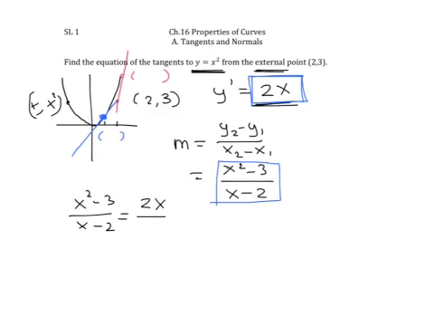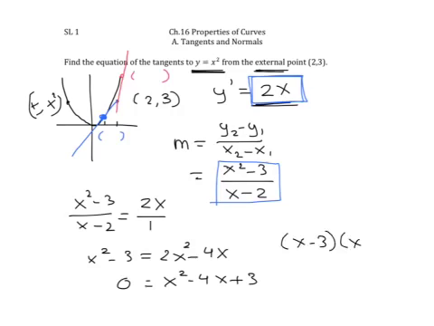So we say (x squared minus 3) over (x minus 2) is equal to 2x, which is really just 2x over 1. So cross multiplying, we have x squared minus 3 is equal to 2x squared minus 4x. And let's move the x squared to the other side. So we have x squared minus 4x, move the 3 onto the other side as well, so positive 3 is equal to 0. And it factors very nicely into (x minus 3)(x minus 1) is equal to 0. So at x equal to 1 and x equal to 3 is when they are going to intersect.